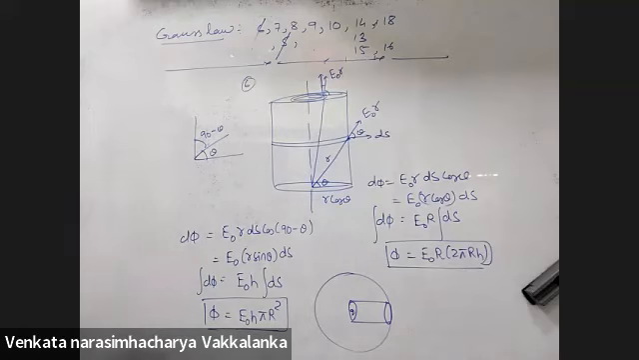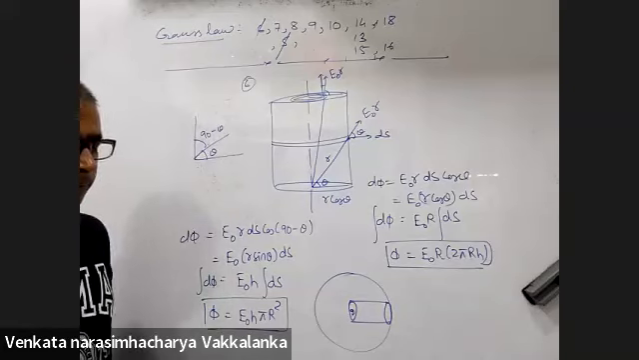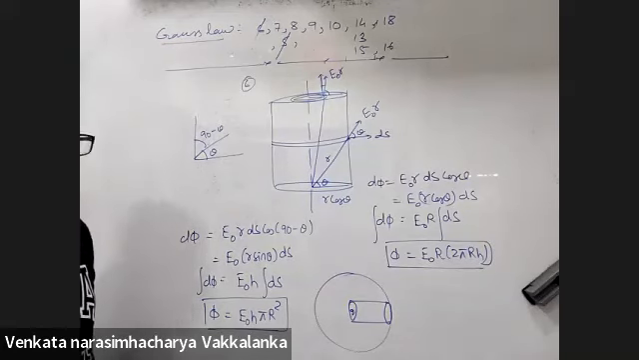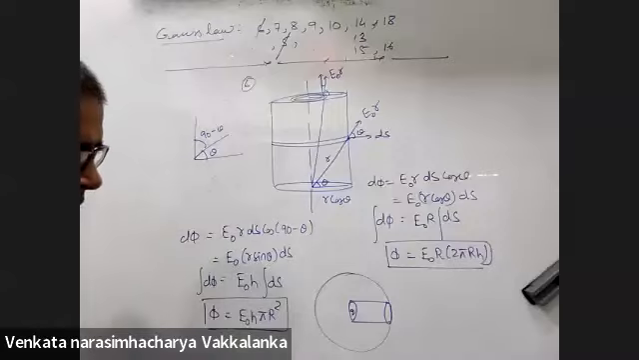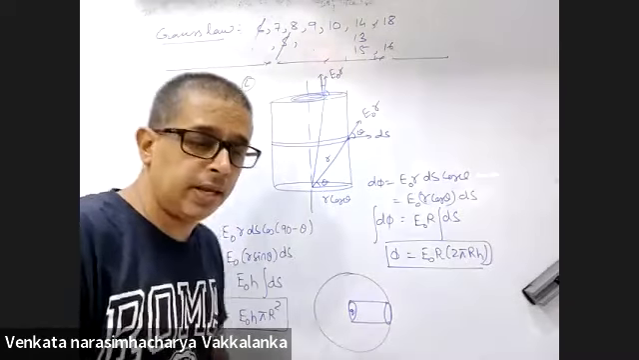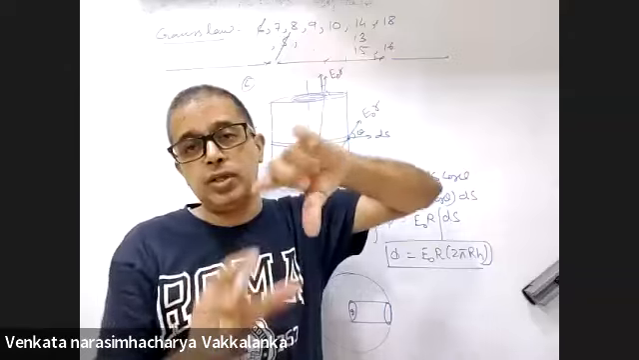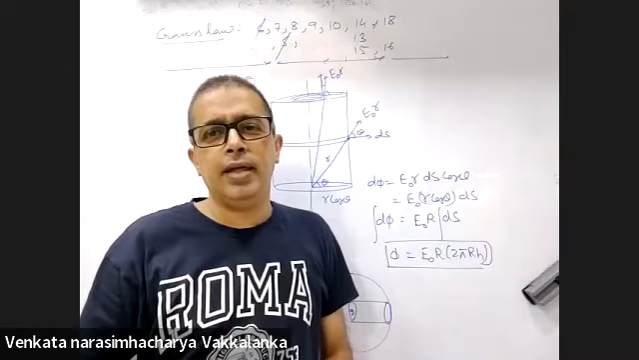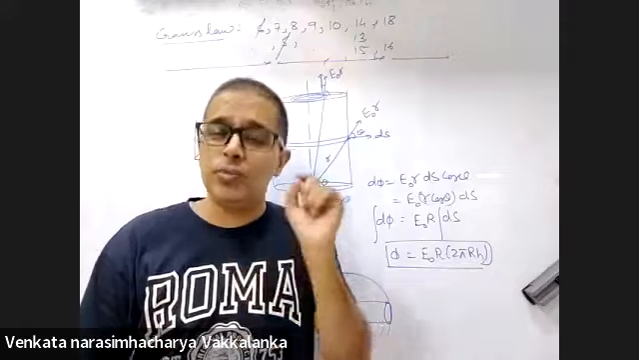Sir, in the fifth question, why didn't we take flux through the circular plate? Read the question once. The question did not ask through the circular plate, it asked through the curved surface. Yes, but in the equation where we are writing phi 1 plus phi 2 is equal to q by epsilon naught, shouldn't it include phi 3 as well? Not at all. Upper cone and lower cone put together is one closed body.